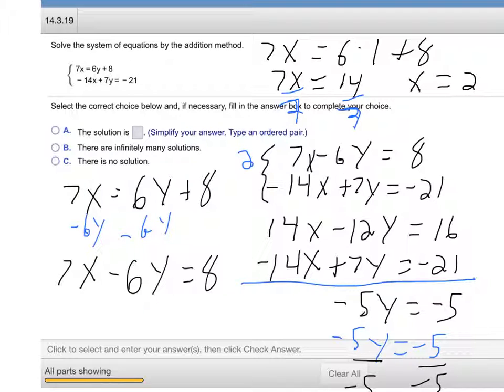So the final answer here, you'd check that box. The final answer would be the ordered pair (2, 1).